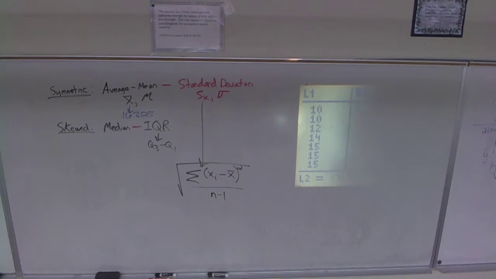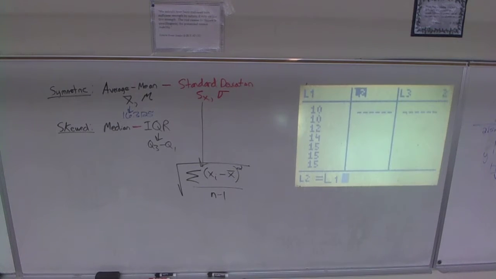So over here then I want to take each value. Each value is stored in list 1, is it not? You guys see I'm up in the title screen, so it's going to do this all at once. I'm going to take each value and subtract the average.